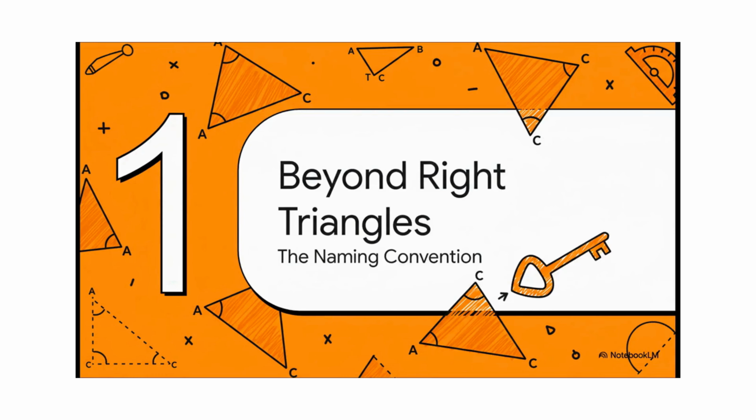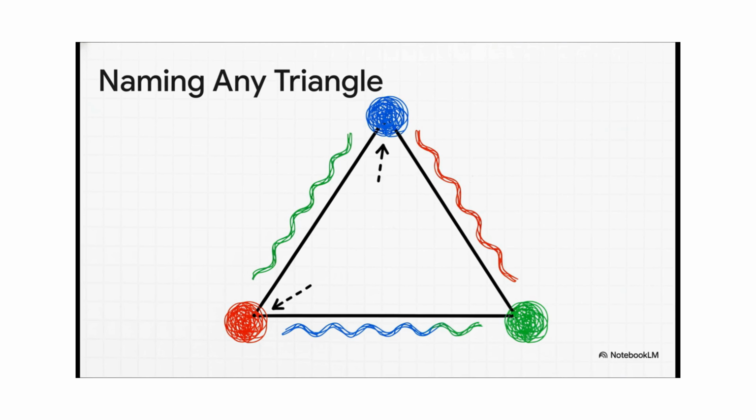Okay, but wait. Before we crack open this toolbox, we need to get on the same page about one really simple but totally critical thing. And that's how we name the parts of a triangle. Trust me, this little convention is the key that unlocks the power of everything else. And it's actually super simple.